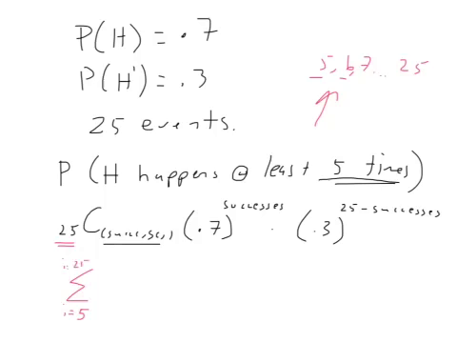And then we have 25 things to choose from, and we're choosing i successes. And if we have i successes, then we have 0.7 probability for success raised to the i, and then 0.3 to the 25 minus i. And this is the probability of at least 5 successes.